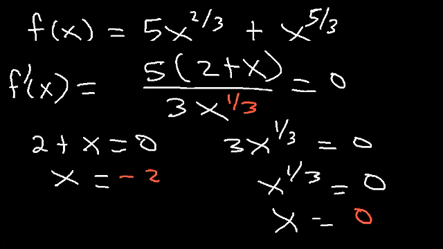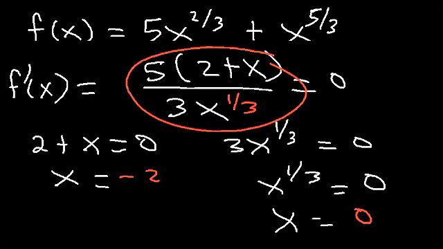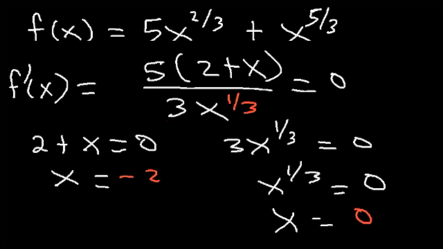Now keep in mind, the function is not differentiable at 0. It's continuous at 0. You can plug in 0 into the original equation, but if you plug in 0 into the derivative, it's going to be 1 over 0, which is undefined. So it's continuous at 0, but it's not differentiable at 0, which means that at 0, we have a cusp, something that looks like this.